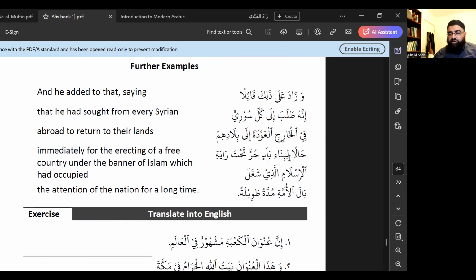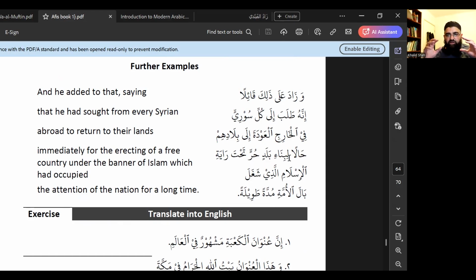وزاد على ذلك قائلا, and he added, وزاد, so notice the fi'l zada, like qala, it's got the alif in the middle. This is the same, it's he. So far all the verbs that we've done are singular masculine, so we're only dealing with singular masculine at the moment, that he did this and he did this, and we haven't dealt with you and she and they.